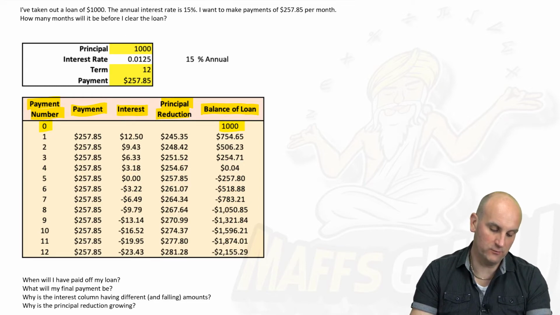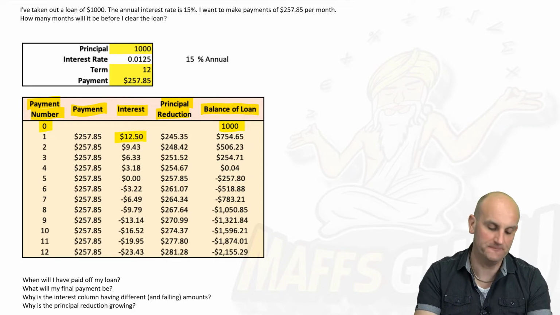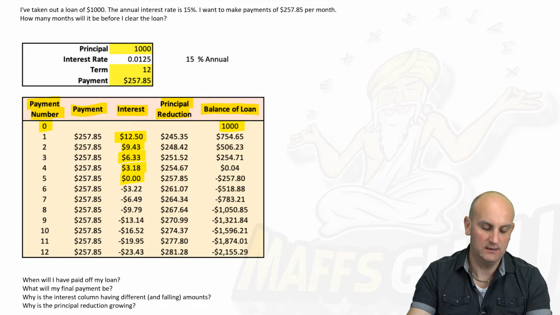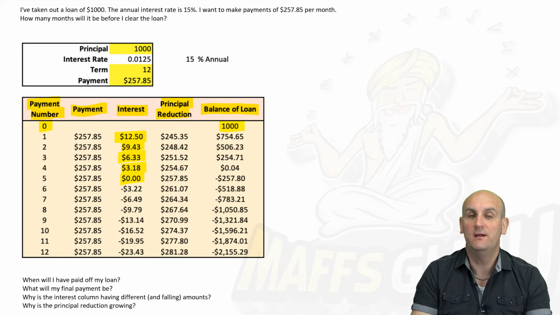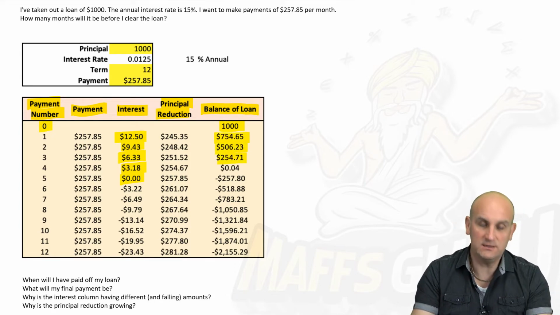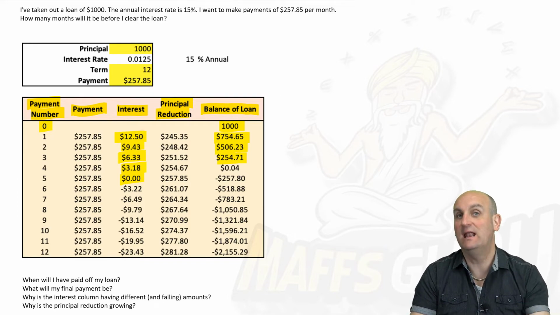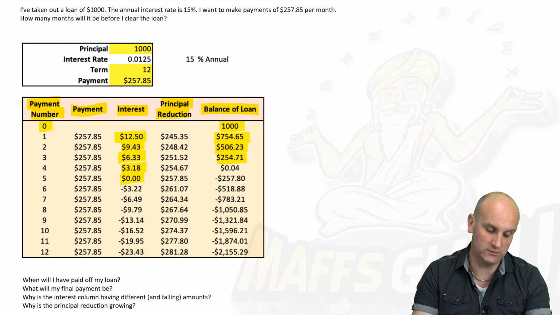Where will my final payment be done there? Why is the interest column having different and falling amounts? If we look at this interest column here, firstly my interest was $12.50, then $9.43, $6.33, $3.18, and then finally nothing. Now, why would that be? Well, as the balance of my loan falls, as I pay more and more of it off, I should be paying less and less interest.